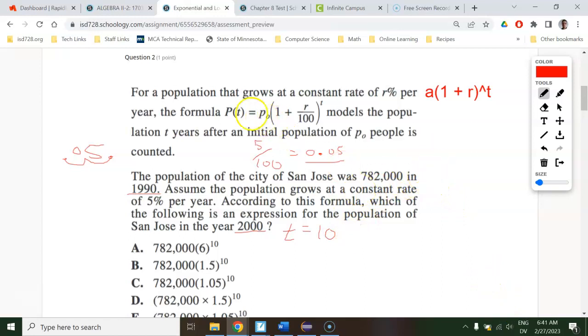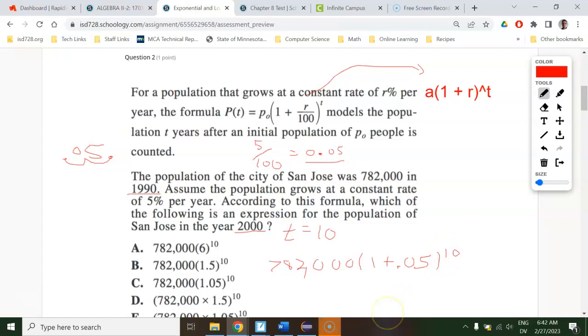Okay, so it's the same formula. The initial amount is that population. Sorry for the bad handwriting here. Then 1 plus the rate as a decimal, which we already talked about, is 0.05. Shoot, I ran out of space. I ran out of real estate there. 1 plus 0.05 to the 10th power.